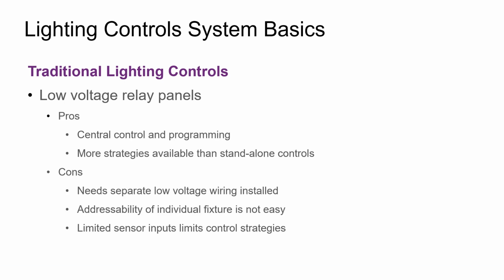The plus side of having traditional low-voltage relay panels is there is central control and programming for lighting. More strategies are available with relays than for standalone controls. The negatives are that the relay panels need to be wired separately from the main panel. Individual fixtures are addressable, but this is not easily accomplished. Control strategies are limited due to the limited sensors.